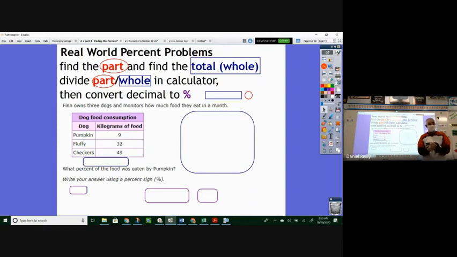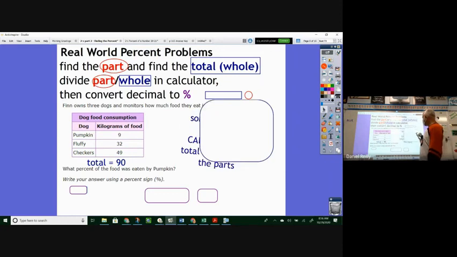You have to calculate it by adding up all the parts. You have a calculator, so you can add them all up. The total kilograms of food here was 90 kilograms. Pumpkin, right? He ate 9 out of 90. You shouldn't need your calculator for that one. 9 out of 90, right? Because you can do it in your head. But if you forget, you put it in your calculator, you get 0.1, right?